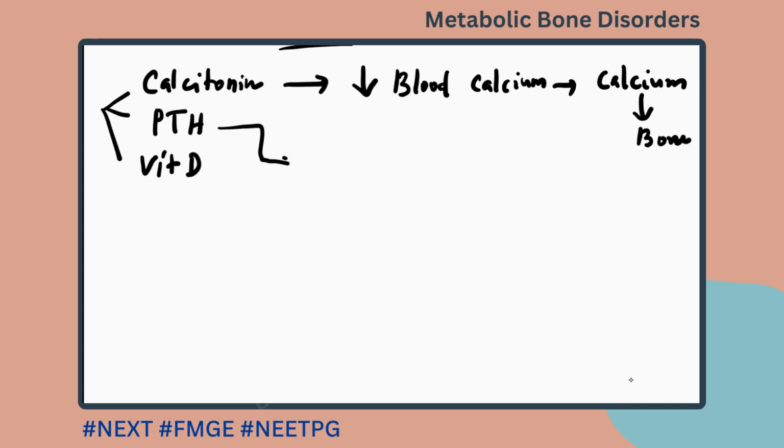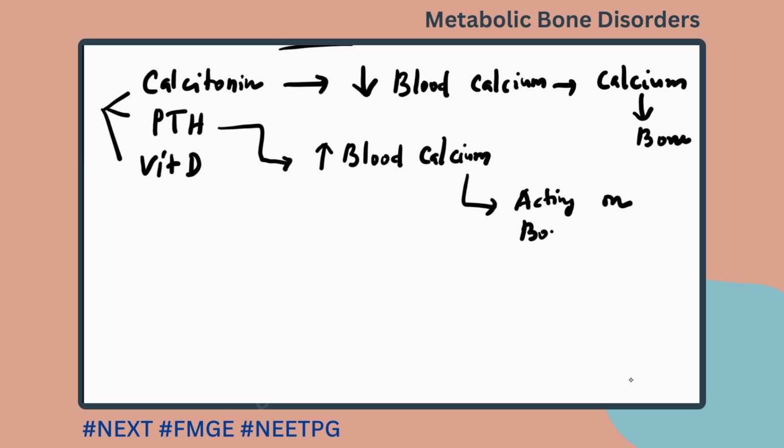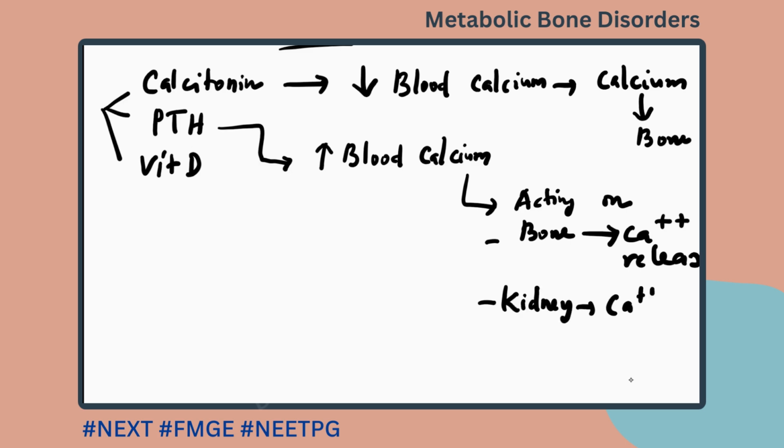What does parathormone do? Parathormone increases the blood calcium level. How does it do that? It increases the blood calcium level by acting on bones. From the bones, calcium is released. It acts on the kidney and causes calcium reabsorption.